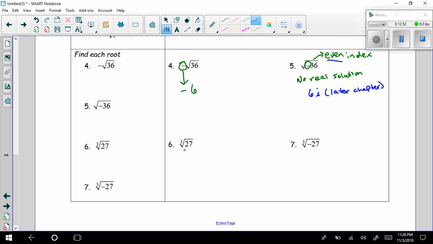Cube roots, though, our odd indexes are a little bit different. They keep whatever sign they have. So the cube root of 27 is 3. The cube root of negative 27 would then be negative 3.